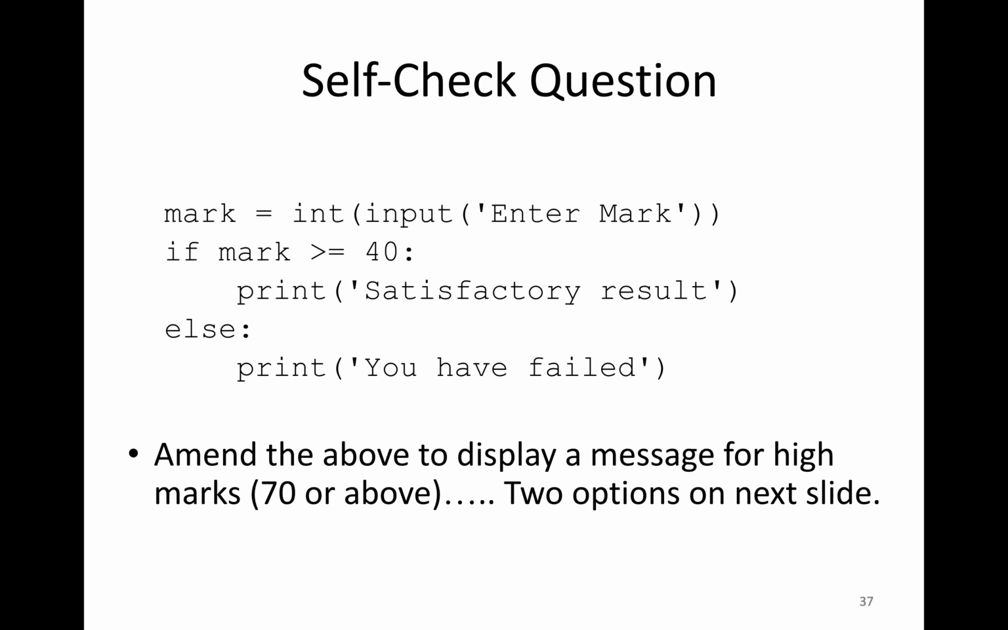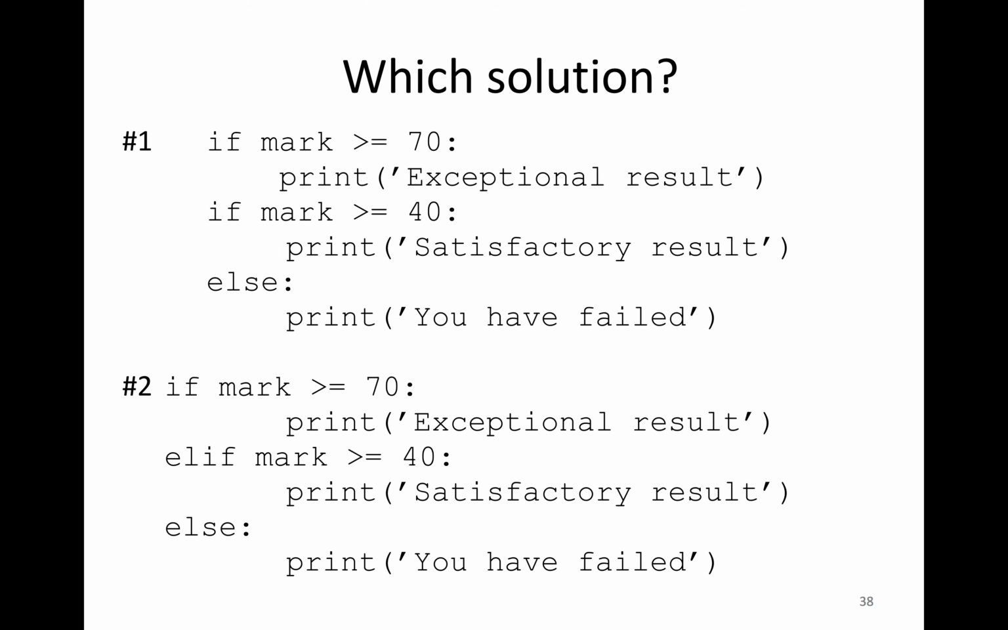So amend the above to display a message for high mark, 70 or above. Two options on the next slide. Just like previous examples, you retrieve the mark, then if mark is greater than or equal to 40, that means satisfactory results, else fail.